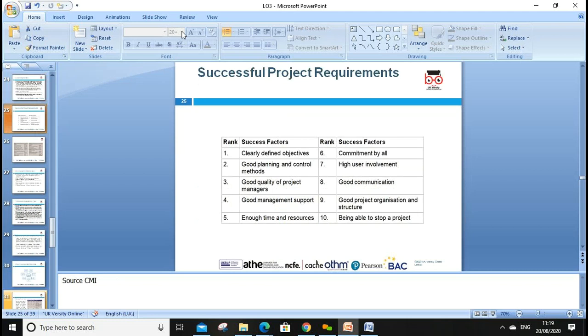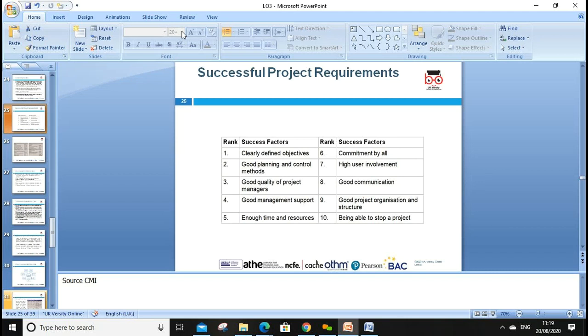Okay, next is called success project requirements. As we mentioned, these are the 10 points. You can rank which ones are higher priority for you than others. The objective is very important. If you don't know the objective, you don't know what you really want to achieve. Smart objective. Planning is very important. You do plan to achieve your objective.